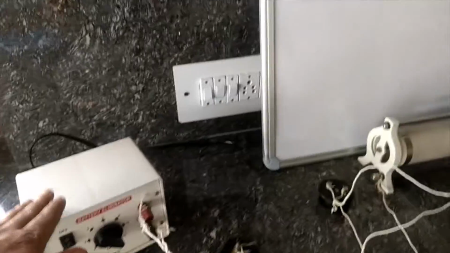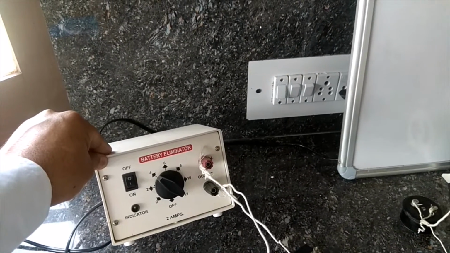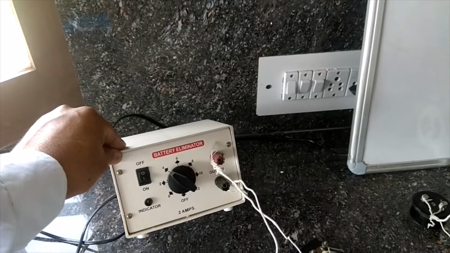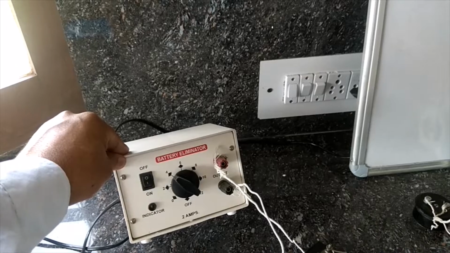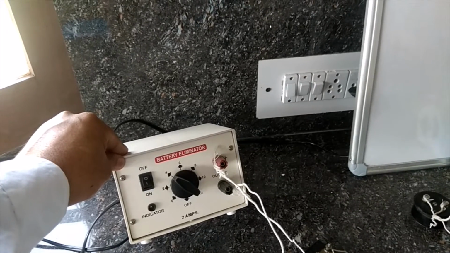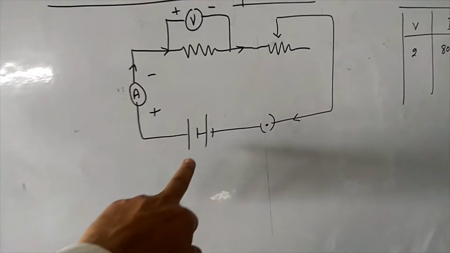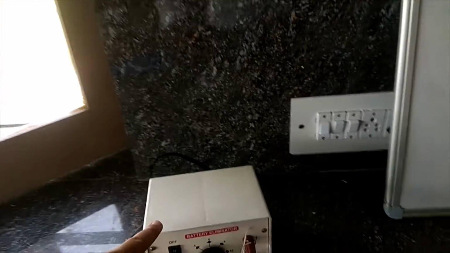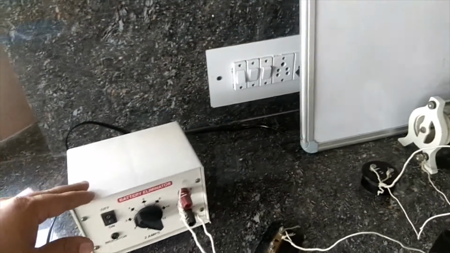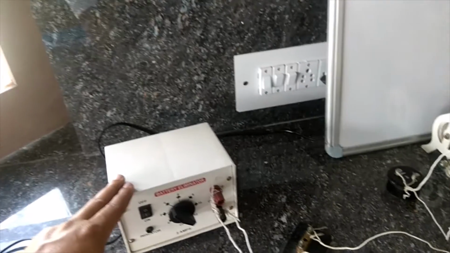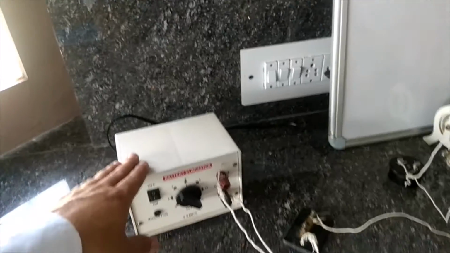See this. This is the battery eliminator. What is it doing? It is taking AC current inside and giving out DC. This is no load. In place of this, we can connect a battery also, but we are connecting with the source directly from AC. So this will be used to convert AC to DC, right?